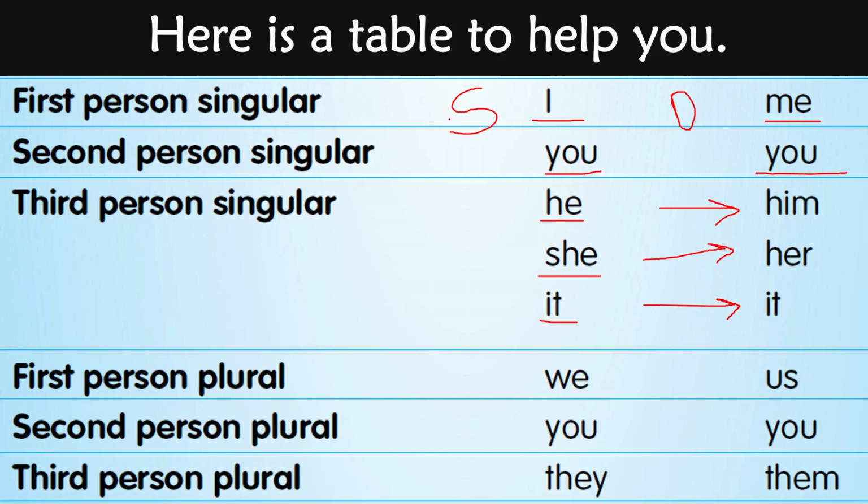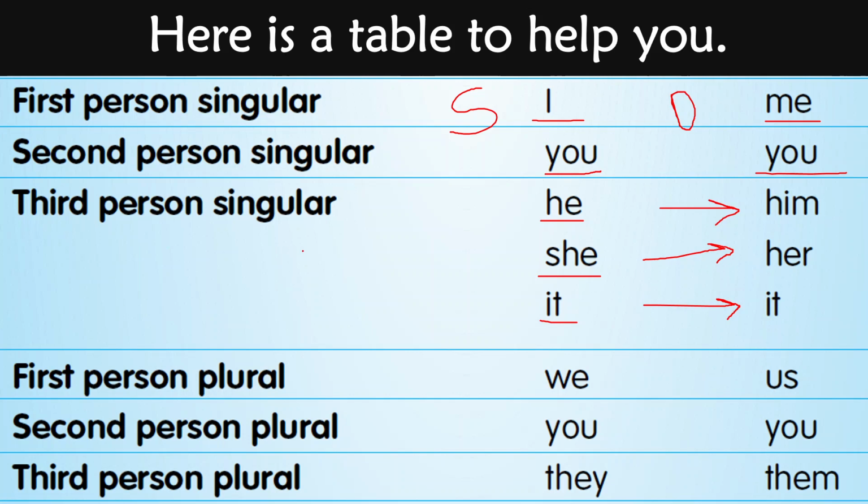So first person singular is I, as a subject, and me in the form of object. Second person singular, you and you both are the same while using as a subject or object.